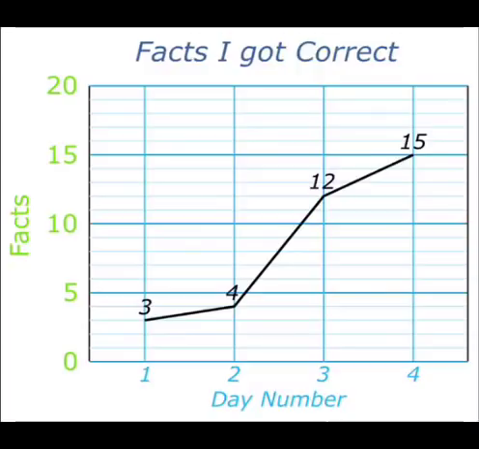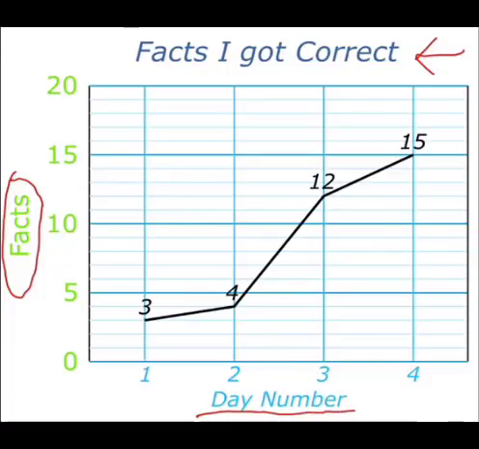Alright, take a look at this graph. This graph is titled, Facts I Got Correct. The y-axis is labeled facts. The x-axis is labeled day number. So on day 1, you can track up and see that this person got 3 facts correct. On day 2, track up, see that this person got 4 facts correct.